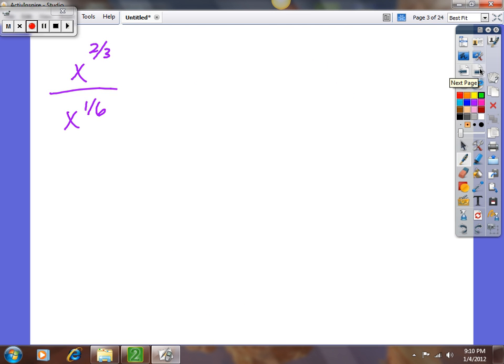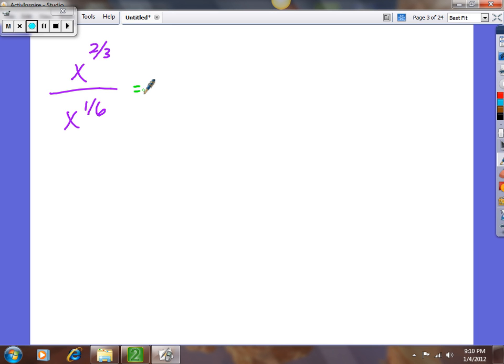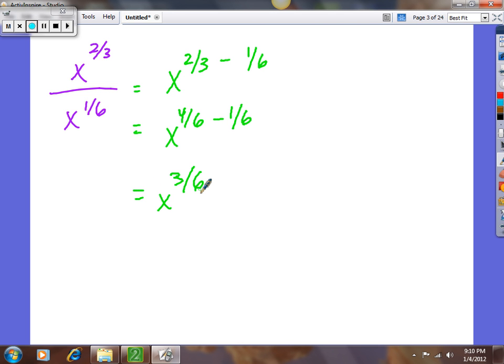Alright, a similar problem. X to the 2/3 divided by x to the 1/6. If you are dividing powers with the same base, what you do is you subtract your exponents. So I'm going to take 2/3 subtract 1/6. Now you cannot add or subtract fractions unless you've got a common denominator, and I'm going to change them both into sixths. So 2/3 is going to be the same as 4/6, and I don't need to change the second. So 4/6 subtract 1/6 is going to be x to the 3/6, or just x to the 1/2.